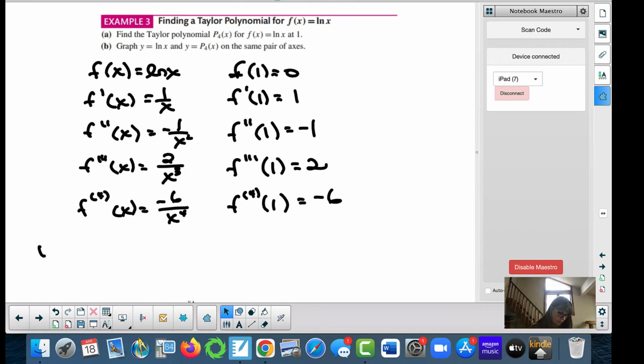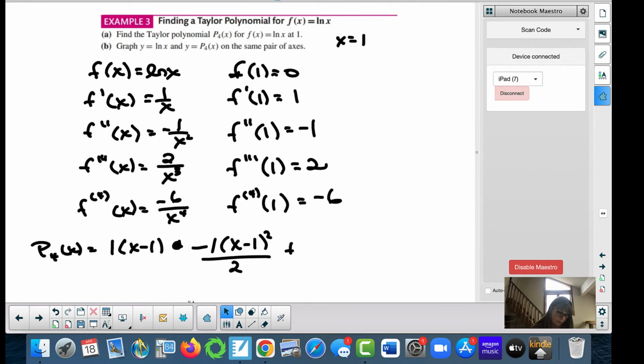So when writing out our polynomial, we take f of 1, which is 0, so I don't need to write that one in. This time, x equals 1, again, like last time. So now we have 1 times x minus 1 over 1 factorial. Then we're going to subtract, so it's negative 1 times x minus 1 squared over 2 factorial, which is 2.